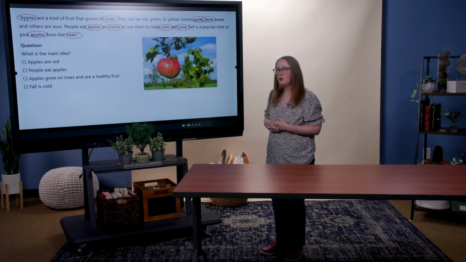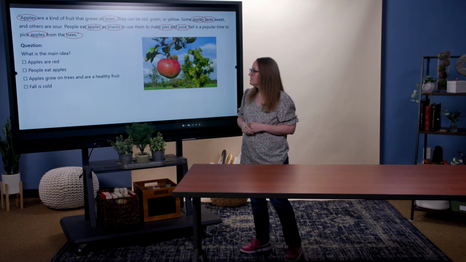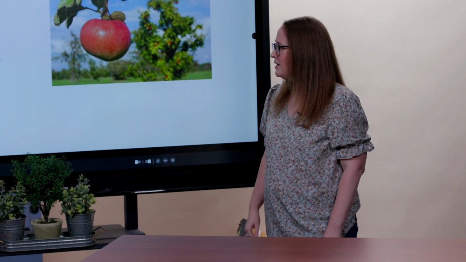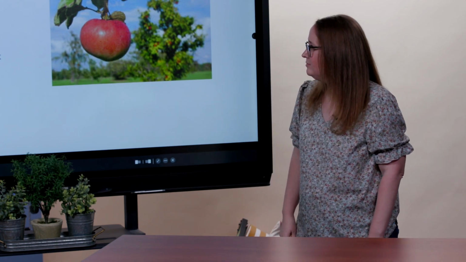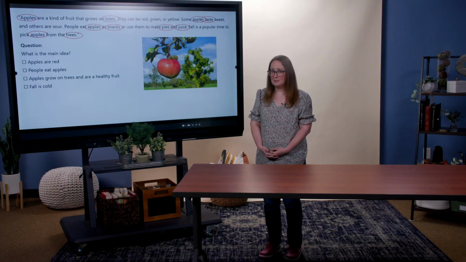So thinking of those words that repeat themselves, what do you think the main idea is? Apples are red. People eat apples. Apples grow on trees and are a healthy fruit. Or fall is cold. The first one I'm probably going to get rid of is fall is cold, because apple doesn't even appear in that choice. So think about it. What do you think our main idea is?